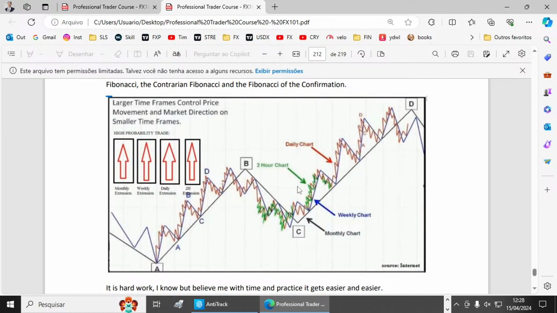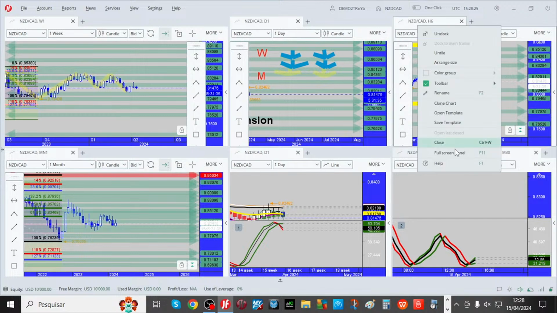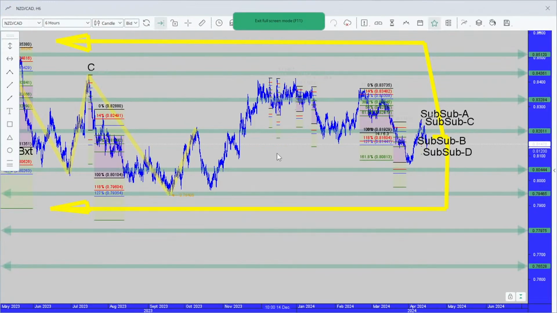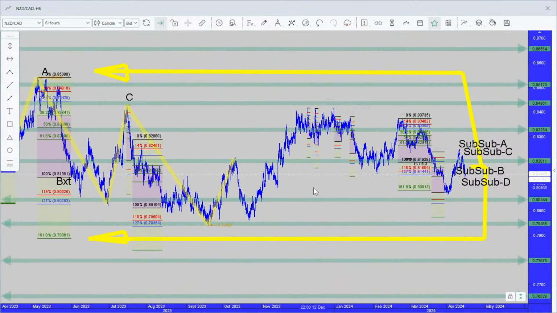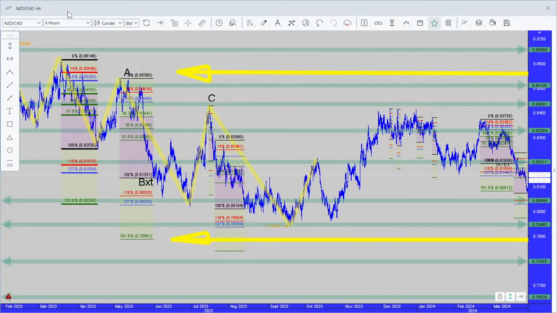But because the smaller time frames change directions rapidly, you could have the monthly and the weekly, they're easy to spot, they're in an extension. And maybe the daily too, but the 2 hour is in a retracement. So automatically your probability changes. Make sense?